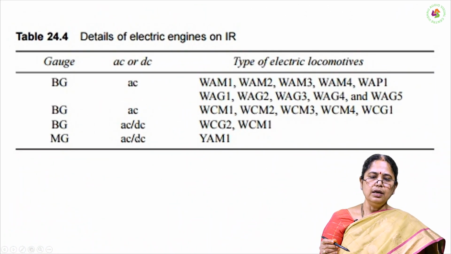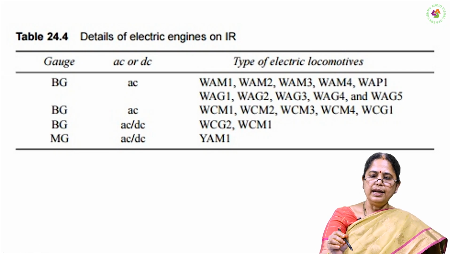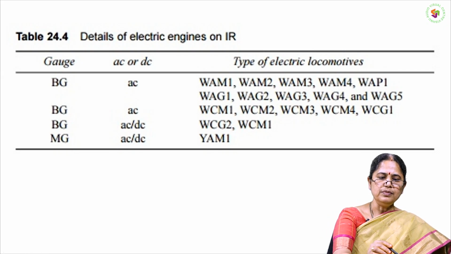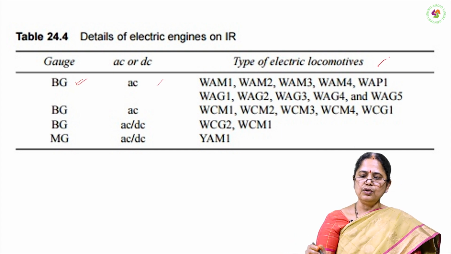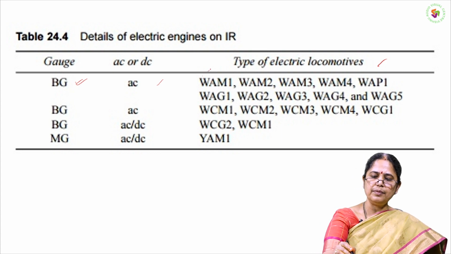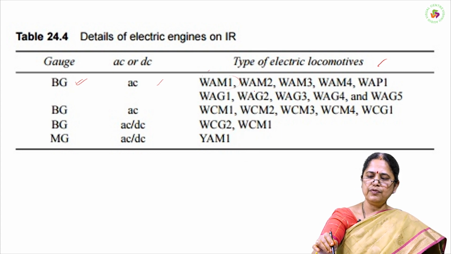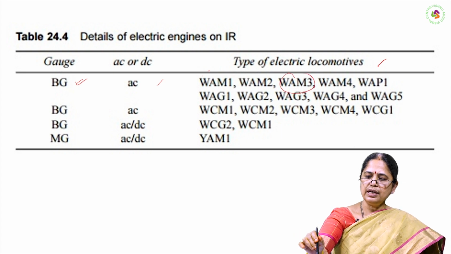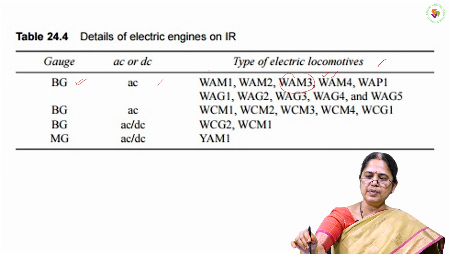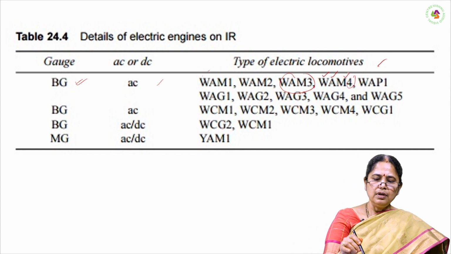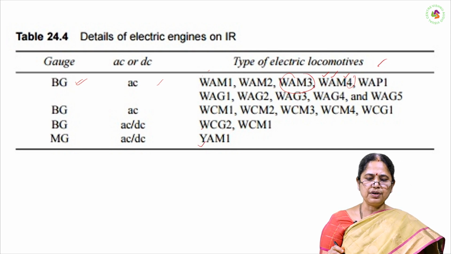This table gives details of electric engines in the Indian Railway system. The gauge is given, along with AC or DC trains and the type of electric locomotives. These are the names of the different types of locomotives. Here you can see the first letter W is related to broad gauge, A is AC, M is mixed traffic, and this is the model number. Here you can see this is for meter gauge. Y resembles meter gauge.